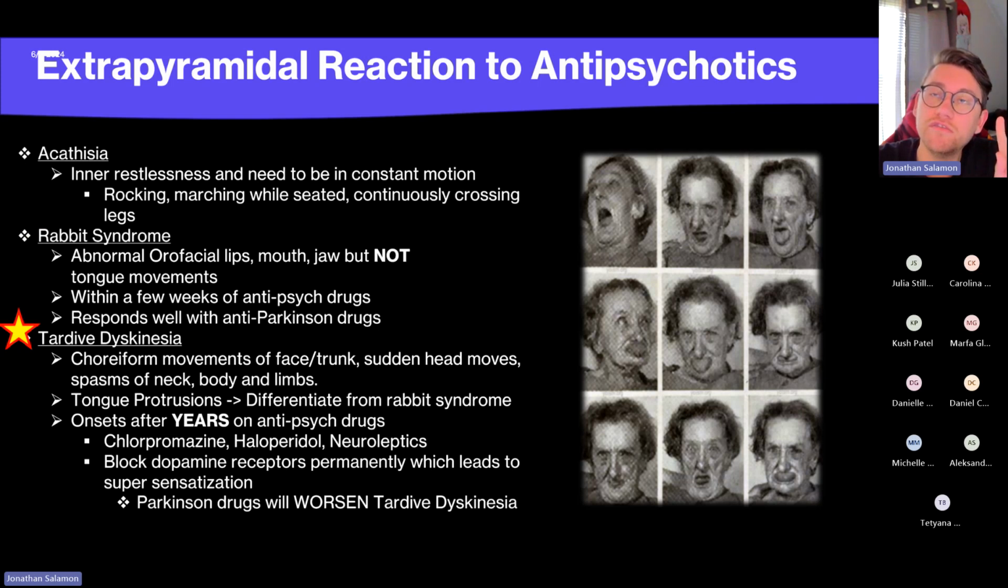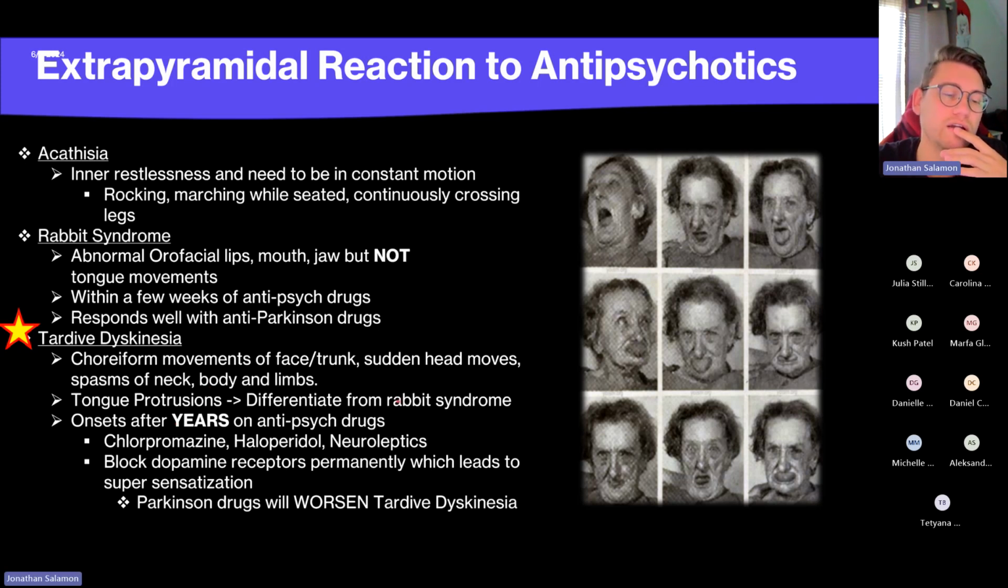stop. Tardive dyskinesia, which is what you'll probably be asked a question about, this happens after years of taking antipsychotic drugs. This does not get better when you stop them. I think in his slides, it said it did. This does not. This does not get better. And if it does, it doesn't completely go away. Rabbit syndrome, quick, right? Quick like a rabbit, quick onset, resolves. Tardive dyskinesia takes a while to build up, does not resolve.